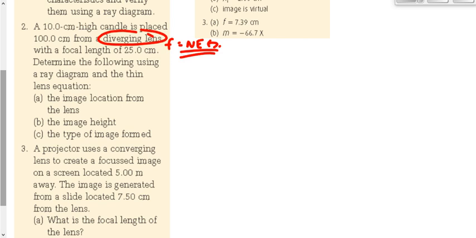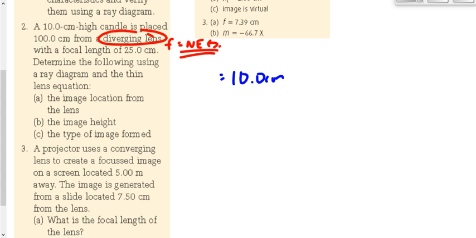We're not going to worry about a ray diagram. We've done the ray diagrams, all 10 possibilities. So let's just use the thin lens equation. We want to find where the image is located, so in other words, DI, the image height, HI, and the type of image formed, so whether it's real or virtual here. What do we got? 10.0 centimeters, what is that? That first number, number 2. Is that DO, HO, M, DI? What is it? What do you got there?